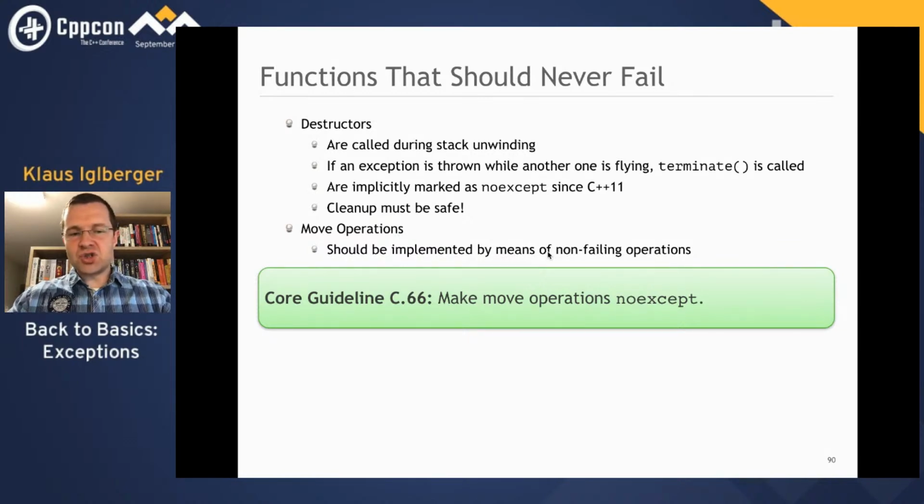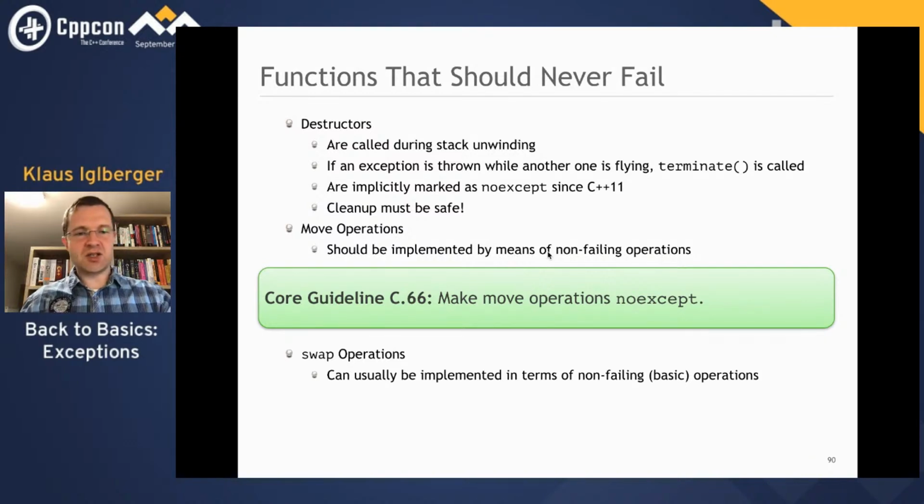And the third function that should always be noexcept, because it usually can be implemented in that way, is the swap function. Also, swap usually should be able to be implemented in terms of non-failing basic operations, like copying pointers, like copying integers, etc. Standard swap relies on the move operations, and if the move operations do not do what you want, of course you can implement your own swap. In that case, please remember that swap indeed should be noexcept.